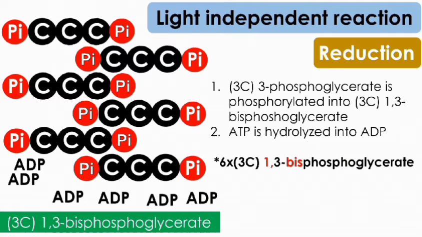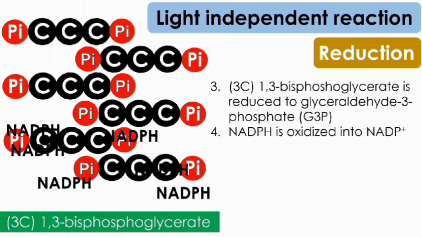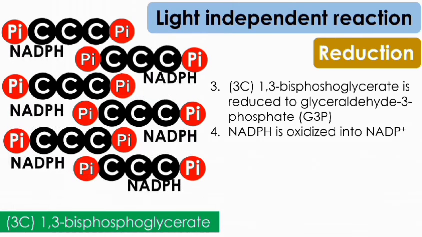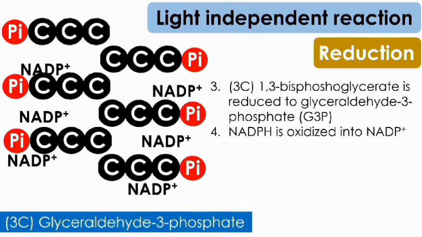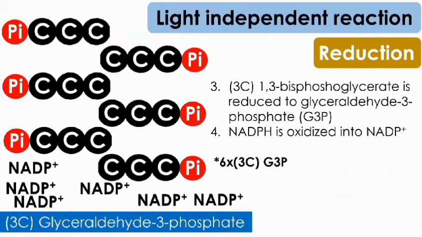Next, 1,3-bisphosphoglycerate will be reduced into glyceraldehyde 3-phosphate, or G3P. The reduction process is done by a reducing agent called NADPH. A total of 6 NADPH was used to reduce 6 1,3-bisphosphoglycerate into 6 G3P. NADPH is then oxidized to NADP plus and H plus.